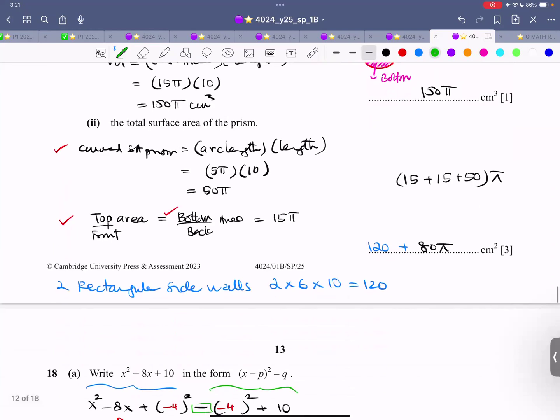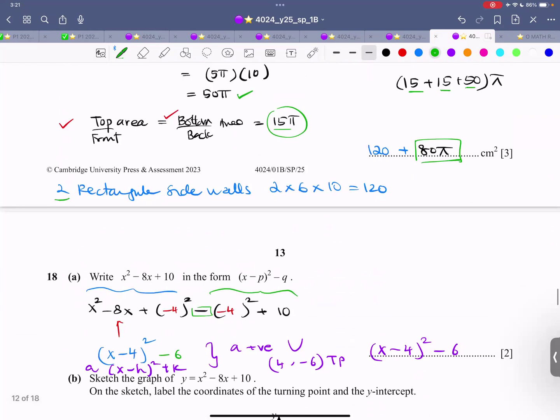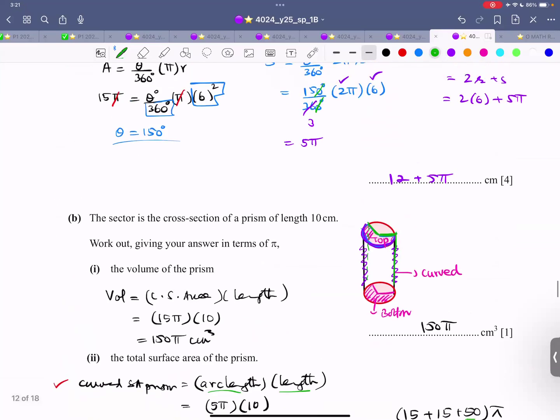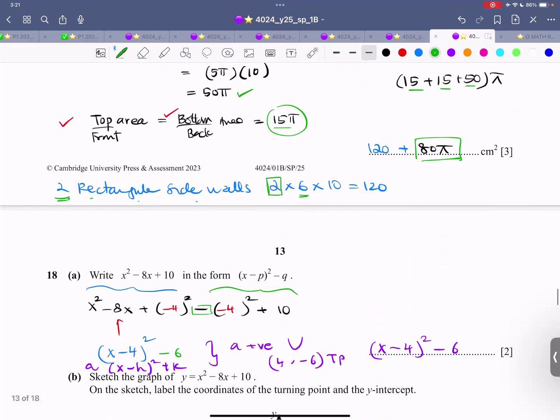First of all, curved surface area of a prism is arc length into length, that is 50 pi. Top area was already given. Bottom area is the same, that is 15 pi. So 15 plus 15 plus 50, that is 80 pi. And what you should not forget, that is 2 rectangular side walls, 6 is this thing right over here. That is a line like this, and then multiply it with 10. So 2 into 6 into 10 is 120. Therefore, that's the total surface area.